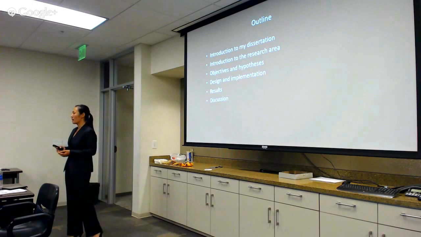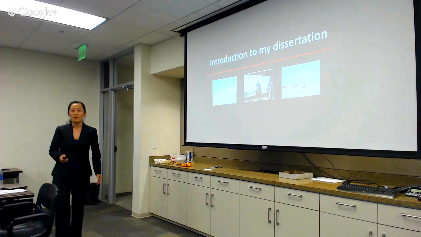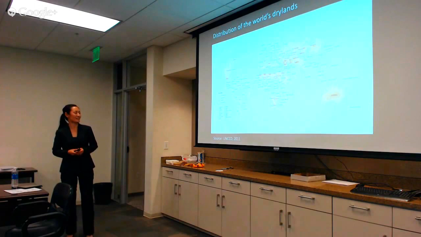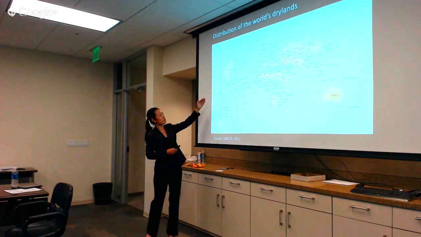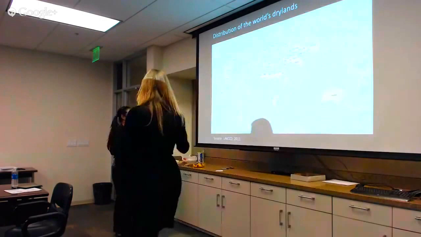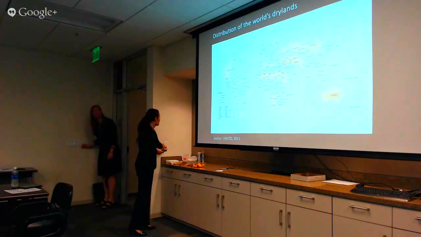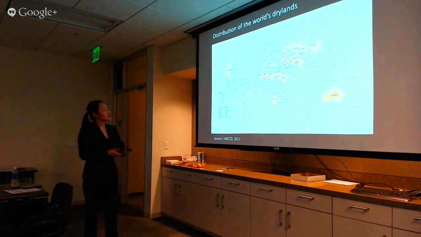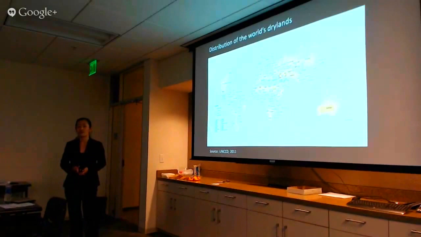Okay, so my dissertation interest lies in the global drylands. And just to give you a visual of what global drylands are, in this map, all of those yellowish areas are categorized as global drylands by the United Nations Environment Program.